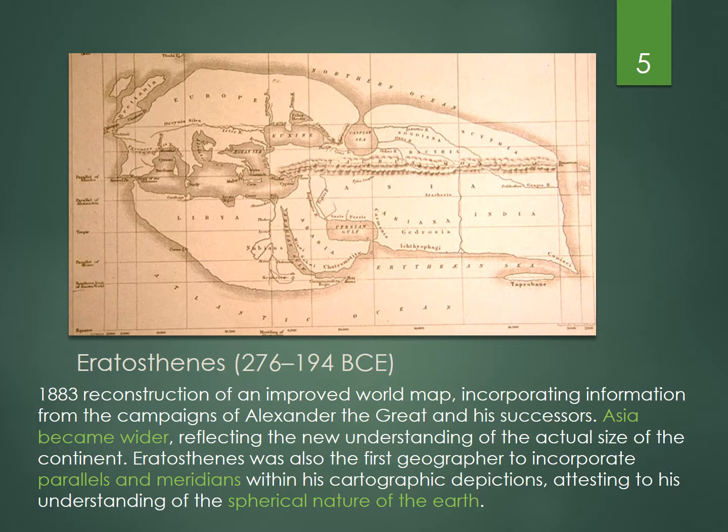Eratosthenes' work was also the basis of this map. This is an 1883 reconstruction of an improved world map, incorporating information from the campaigns of Alexander the Great and his successors. In this particular map, Asia became wider, reflecting the new understanding of the actual size of the continent. Eratosthenes was also the first geographer to incorporate parallels and meridians within his cartographic depictions, attesting to his understanding of the spherical nature of the Earth.